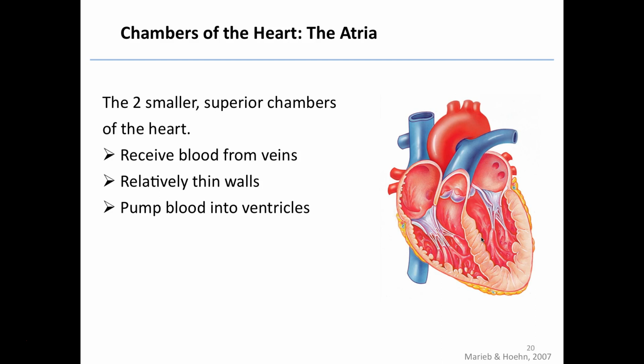Now, if we cut the heart wall and open it up, the most obvious thing we see is the 4 distinct chambers, as we've spoken about before. That being the right atrium, right ventricle, left atrium, left ventricle. As we saw before, there are vessels that are responsible for pumping the blood, particularly the ventricles. But the two smaller superior chambers of the heart are the atria, and they receive blood from veins. They are relatively thin-walled, and their function is to pump the blood simply into the ventricles below them.